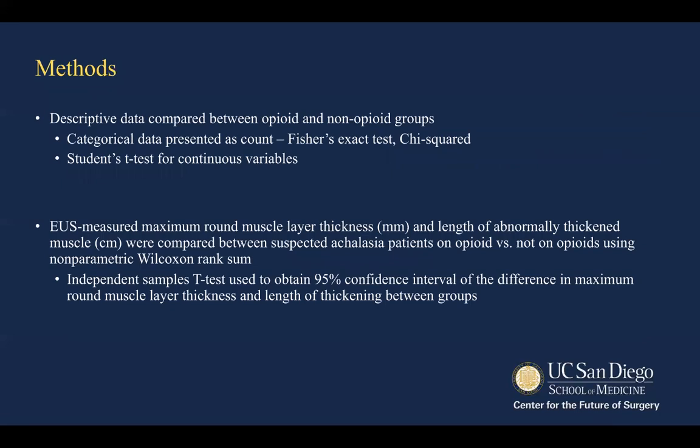Descriptive data were compared between groups. Categorical data were presented as count and compared using Fisher's exact test and chi-squared, while Student's t-test was used for continuous variables. The EUS measured maximum round muscle layer thickness and length of abnormally thickened muscle were compared between suspected achalasia patients on opioids versus not on opioids using the non-parametric Wilcoxon rank sum test. The independent samples t-test was used to obtain the 95% confidence interval of the difference in maximum round muscle layer thickness and length of thickening between groups.